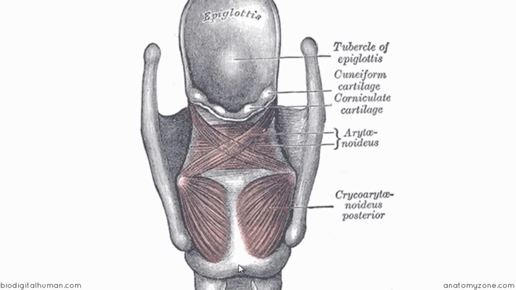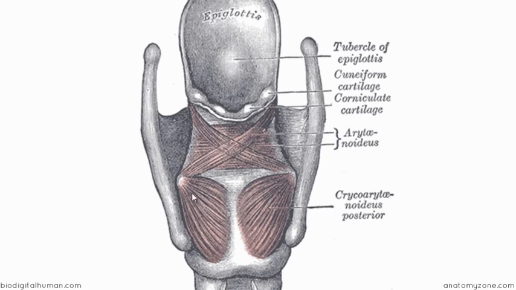So I've just switched over to a posterior view of the larynx, showing these muscles clearly. We're looking at the back. This is the broad lamina at the back of the cricoid cartilage. We've got the epiglottis up here shown with its mucosa, the aryepiglottic folds, and you can see the cuneiform and corniculate cartilage suspended in that.